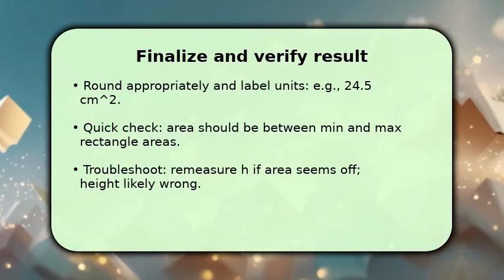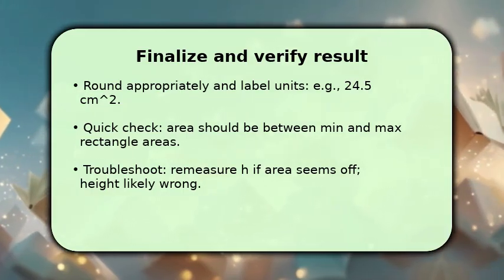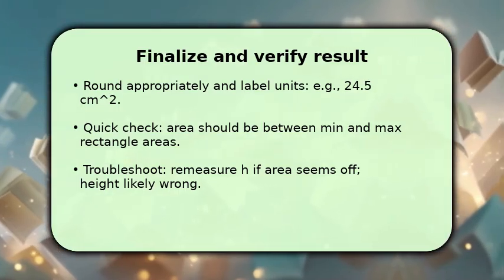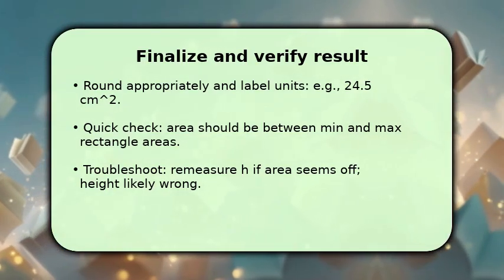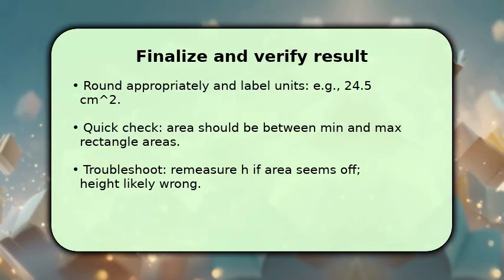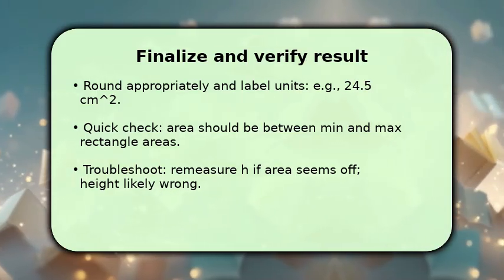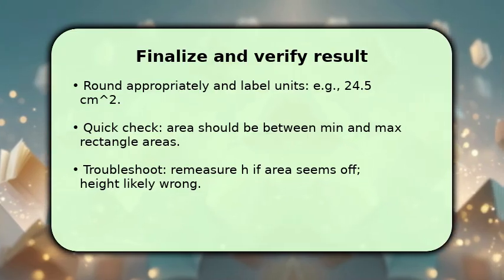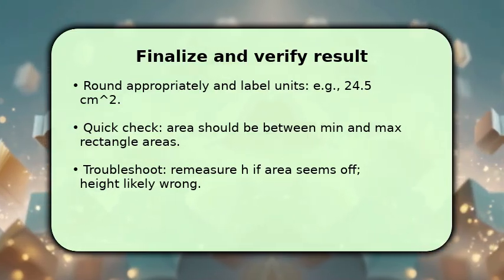The trapezoid area must lie between areas formed by the smaller and larger bases as rectangles. That helps catch mistakes. If the number still feels wrong, remeasure the perpendicular height first. Most errors come from using the slanted side or wrong units. Make sure your numbers are consistent, then present the final result confidently.